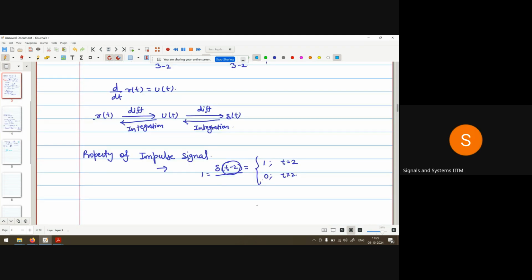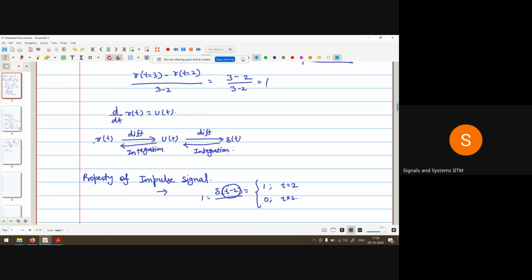We are talking about three different signals: ramp signal, step signal, and the impulse signal. The relation between these three signals is that if I differentiate the ramp signal, it becomes the step signal, and if I differentiate the step signal, it will be the impulse signal. Similarly, the integration of the impulse signal is the step signal, and integration of the step signal becomes the ramp signal.